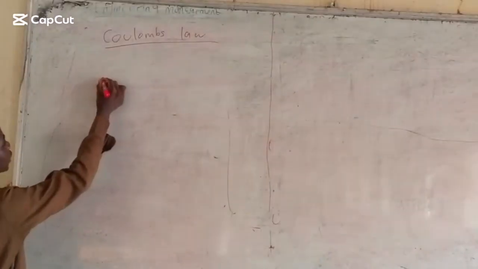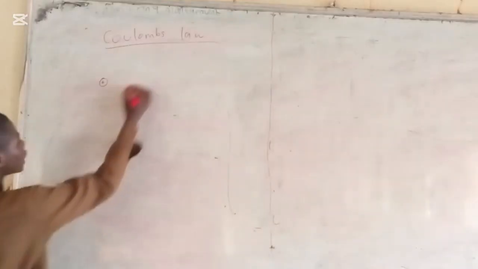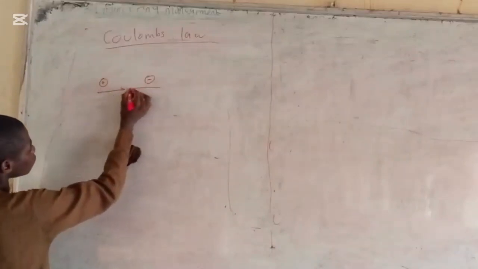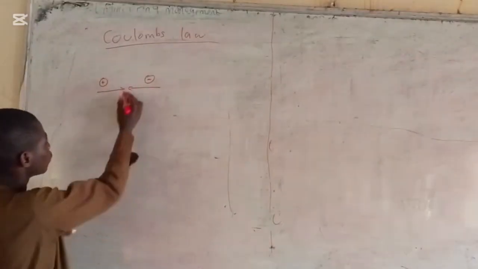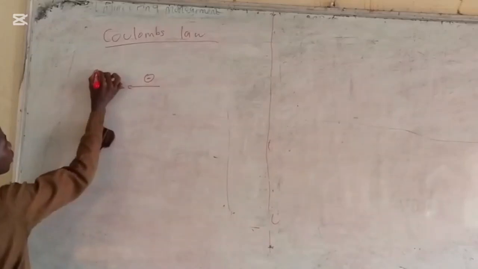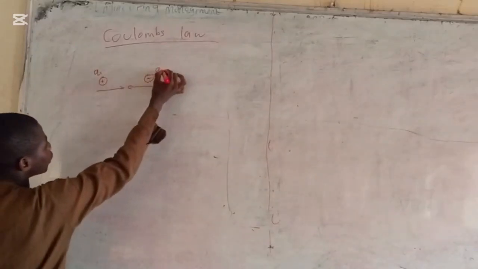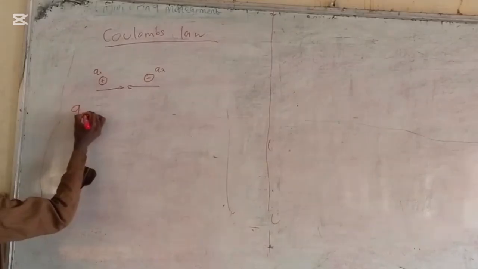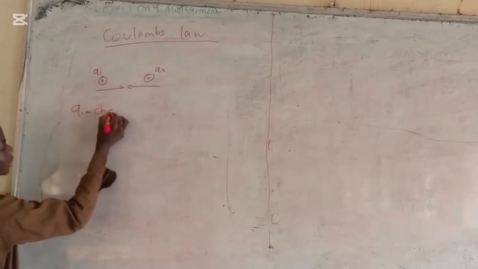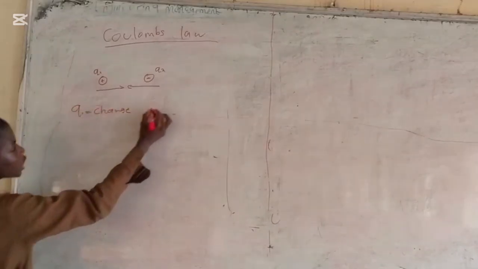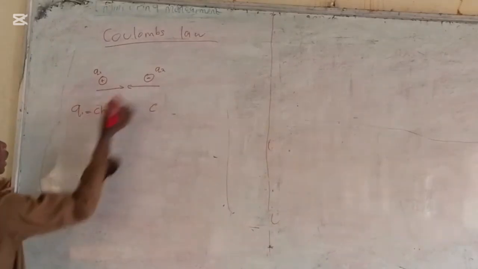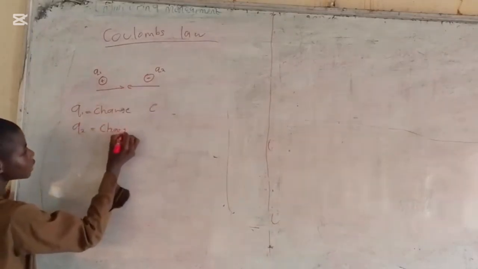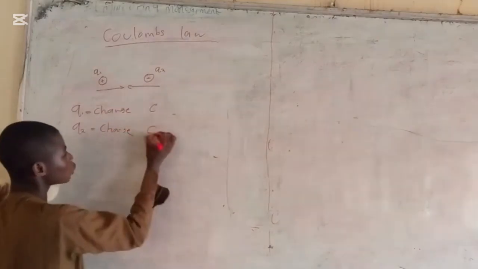Let's say we have a positive charge, and here we have a negative charge. Let's say here is our Q1, our Q2. First of all, what do we mean by Q1? Q1 is our charge, and it is measured in coulombs. And the second charge, Q2, is also measured in coulombs.